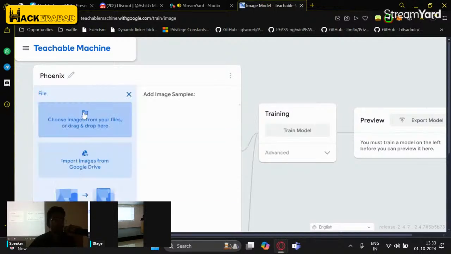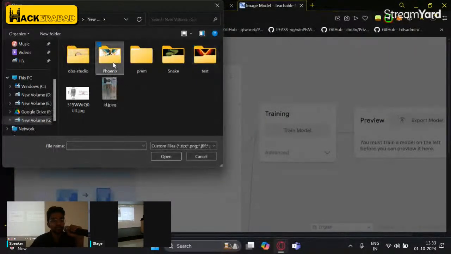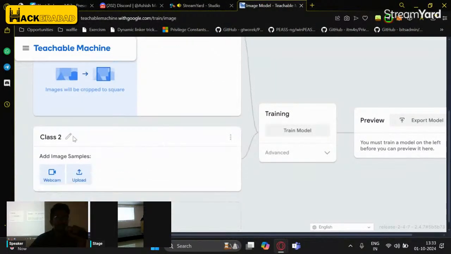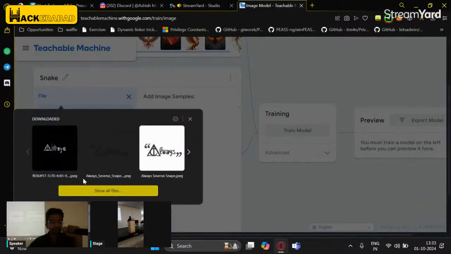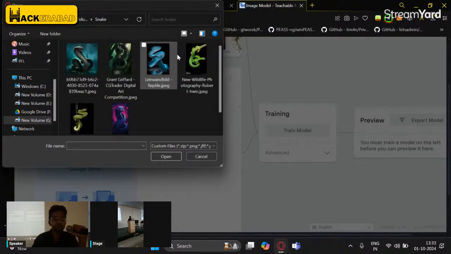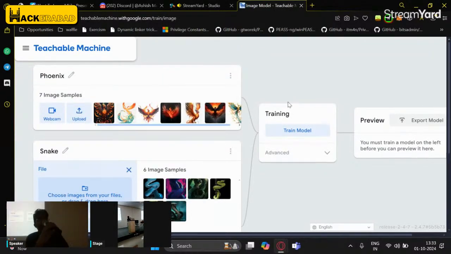So I have some pictures of Phoenix with me. I'll just provide them to my model to learn. And the enemy of the Phoenix is the snake. So I'll just pick snake as my next category. I have some images of snakes too. Now I have my data. With this data, my machine learning model can learn. But how will it learn? I have to train it.